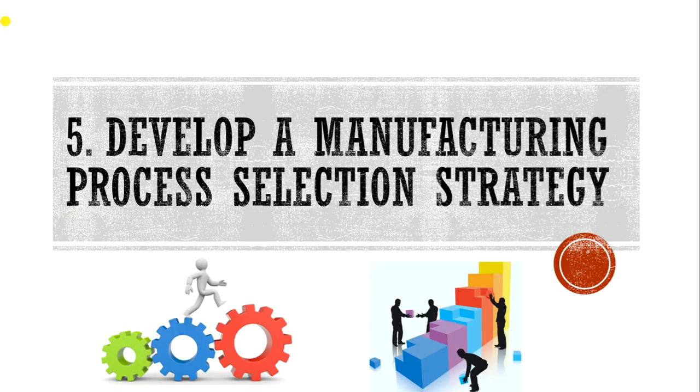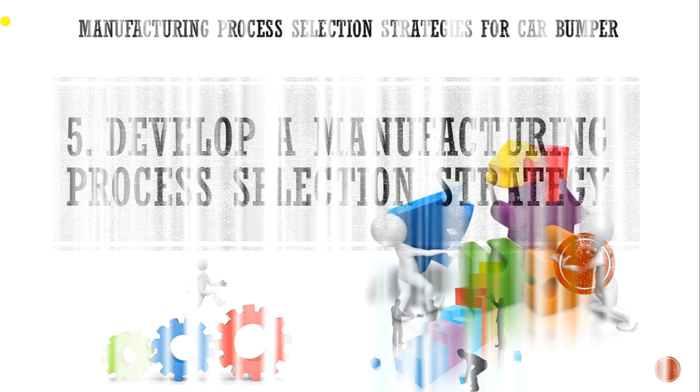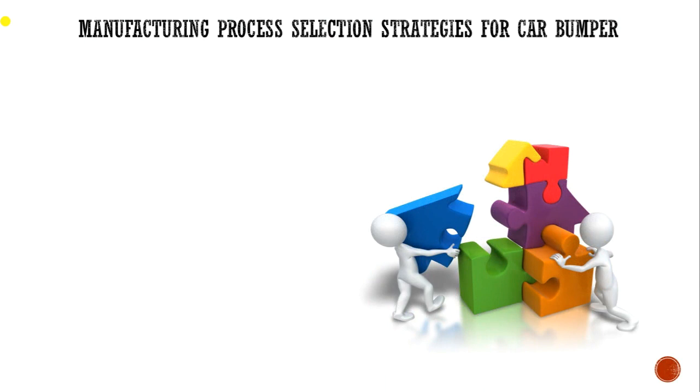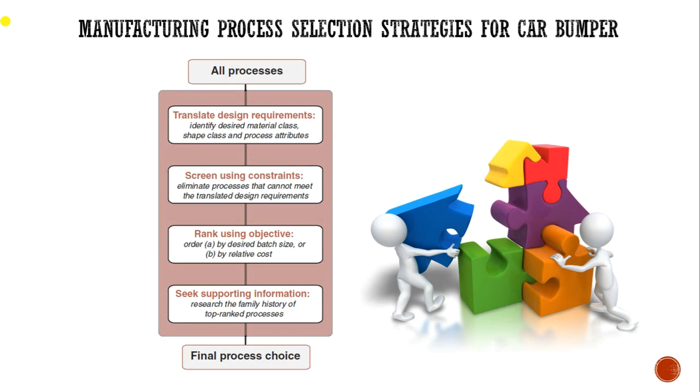Today, I would like to talk about developing a manufacturing process selection strategy. Let's take a look at the manufacturing process selection strategy for a car bumper. At first, identify all the processes. Next, translate design requirements. Next, screen using constraints. Then, rank using objective. After that, seek supporting information. Lastly, finalize the process choice.